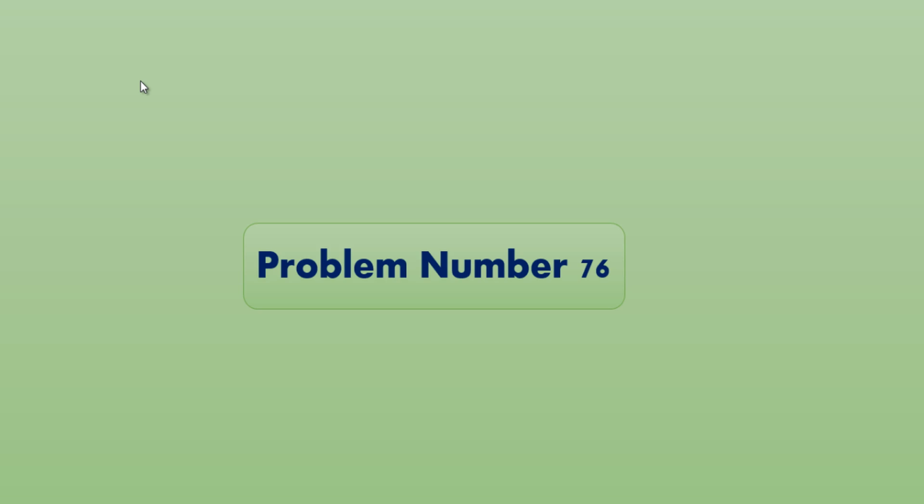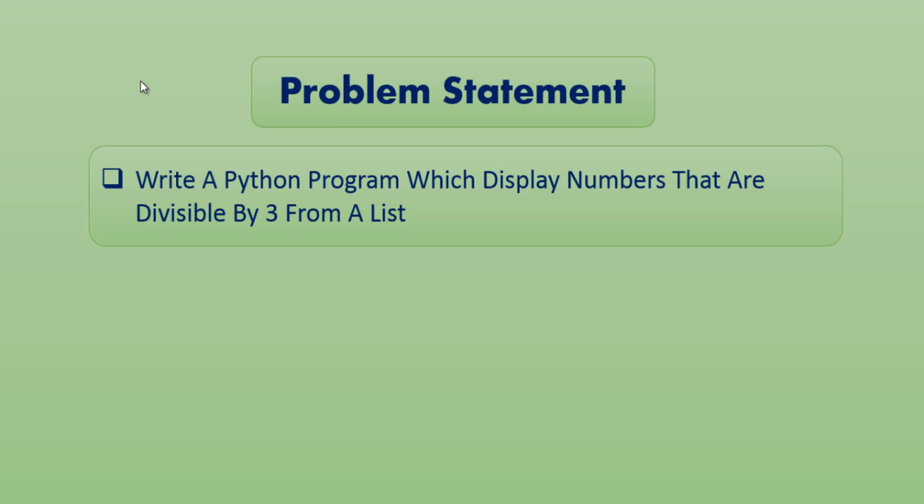Hi guys, in this class we will discuss problem number 76. What is the problem statement? Write a Python program which displays numbers that are divisible by 3 from a list. First of all, you have to create a list. After creating a list, you have to insert some numbers and display only those numbers that are divisible by 3. So this is the problem statement that we have to solve in Python.